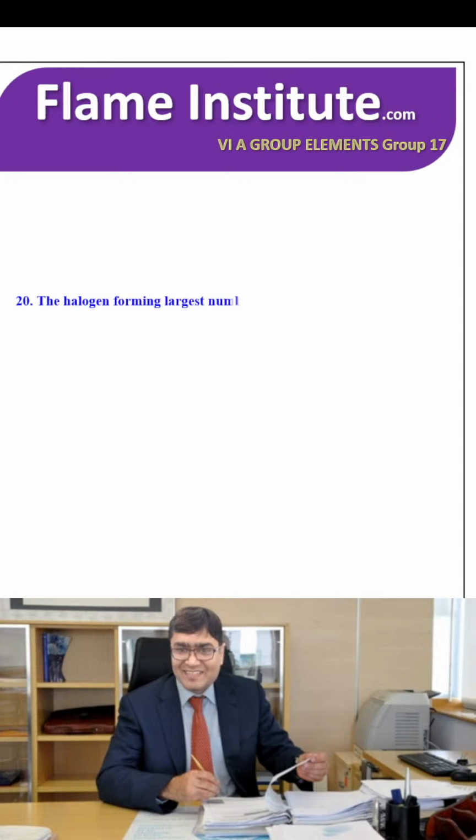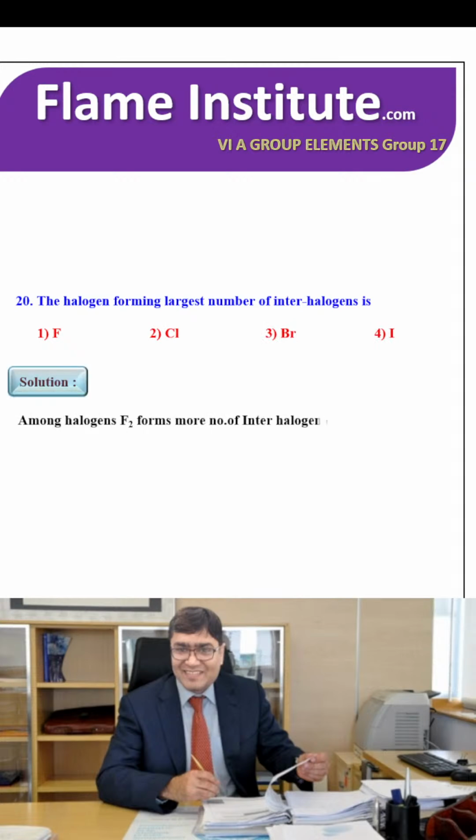The halogen forming the largest number of interhalogens is fluorine, chlorine, bromine or iodine. The halogen forming the largest number of interhalogens is F2. F2 forms more number of interhalogen compounds, so F is the right option.